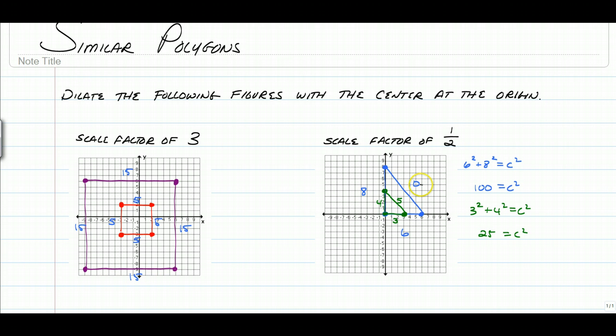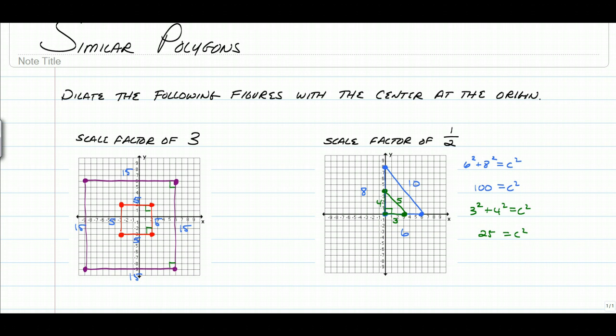So let's take a look. From the original blue one to the green one, 8 to 4, that's 1/2. 6 to 3, that's 1/2. 10 to 5, that's 1/2. The ratio of all the sides is 1/2 because that was the scale. As you can see, the angles do not change. In the original rectangle and the blown up one, these are all 90 degrees. In the triangle, this was a 90-degree angle in the green one and the blue one.